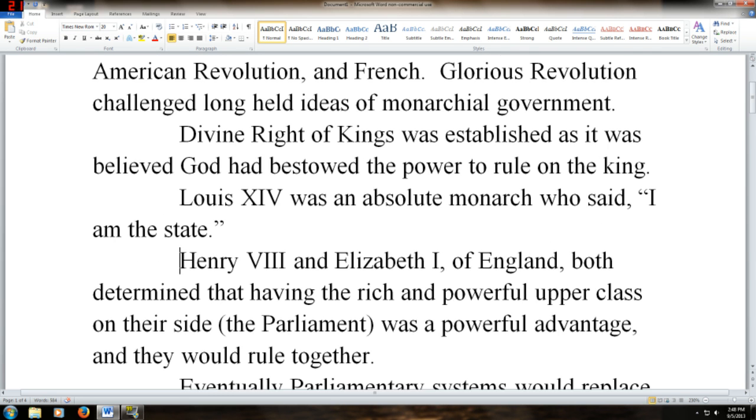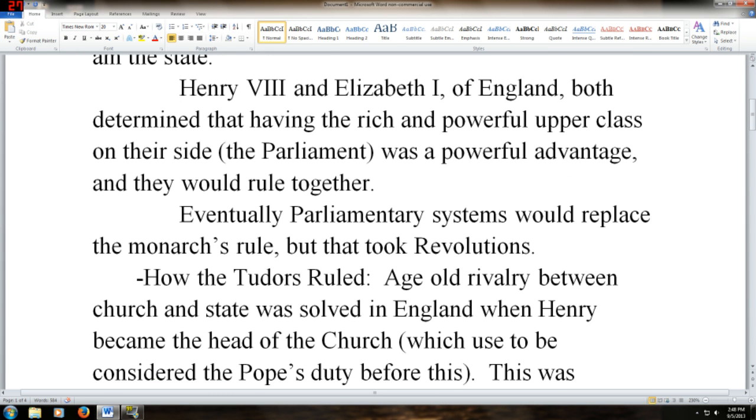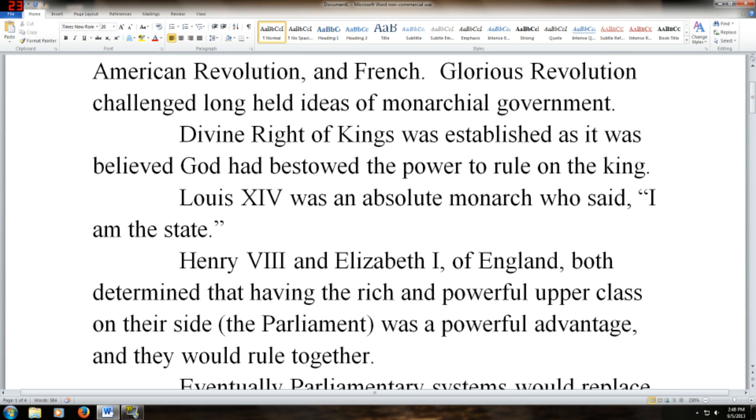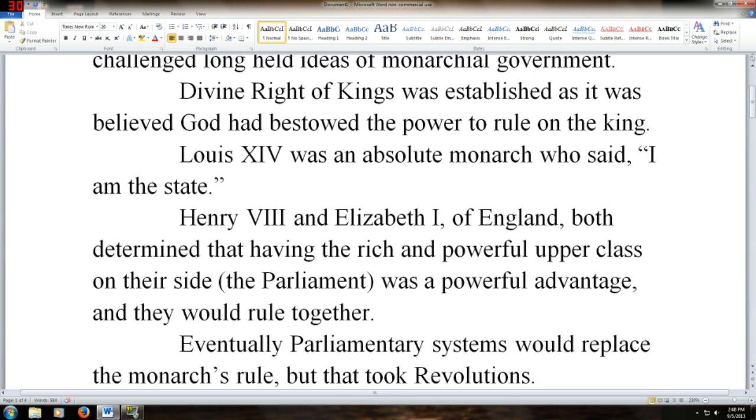But down here where I put a little dash, it says how the Tudors ruled. I'm giving it one indentation. The sections here where I do two indentations, these are like little facts. These would be like the numbers, the regular numbers, not the Roman numerals. So this would be like a 1, a 2, a 3, and so forth.